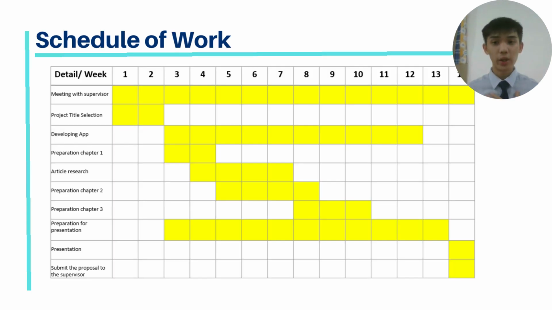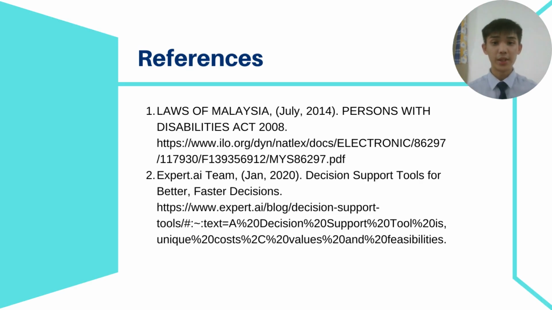This is my schedule of work, where I select my project title, prepare chapter 1, chapter 2, chapter 3, and also prepare the presentation slides. These are the references where I find the definition of universal design and also the definition of decision support tool.